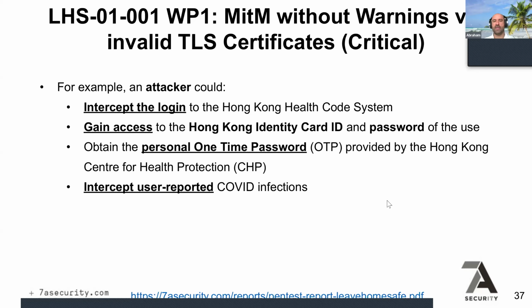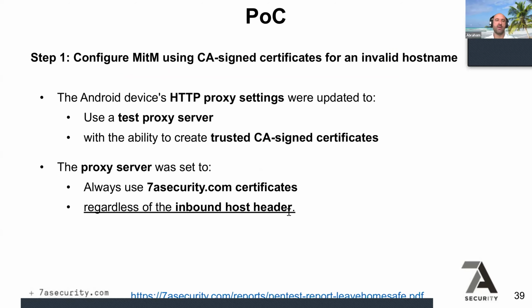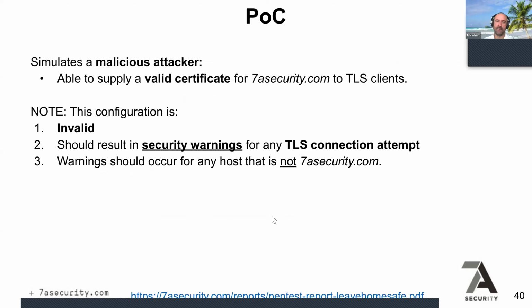So we could intercept the login, gain access to the login credentials, get the one-time password, and even intercept user-reported COVID infections. So the way to test this is, for example, if you're using Burp, you would trust your certificate on Android, right? And Burp would be the certification authority. And then the proxy server is configured to use 70security.com or attacker.com or whatever you want, for all the certificates, regardless of the inbound host header, right?